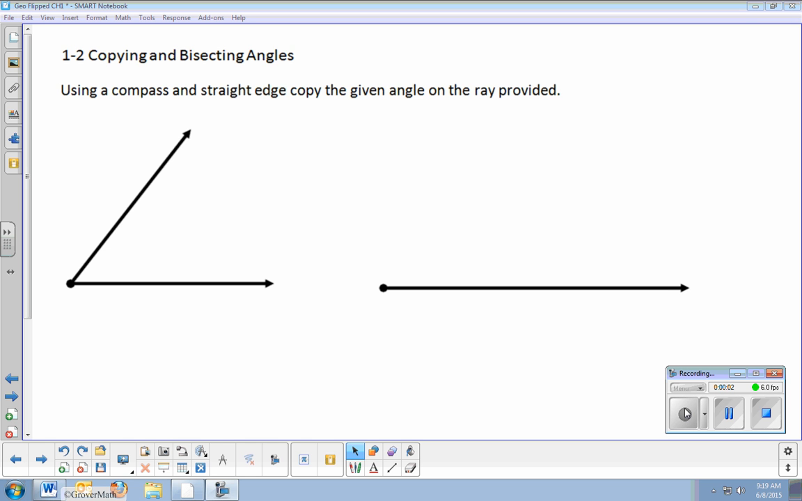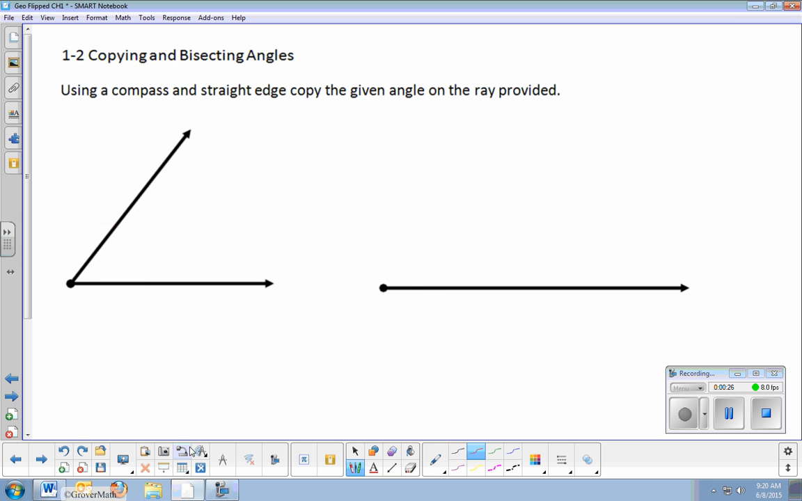Common Core Geometry, Unit 1, Section 2, Copying and Bisecting Angles. So using a compass and straight edge, copy the given angle here on the given ray. So this is an angle, and this is a ray. A ray is a line that has an endpoint and then an arrow indicating that it's going on forever. So I want to copy this angle here.